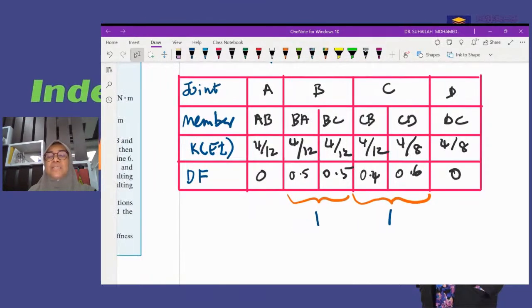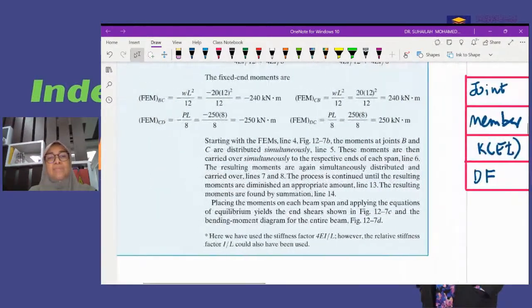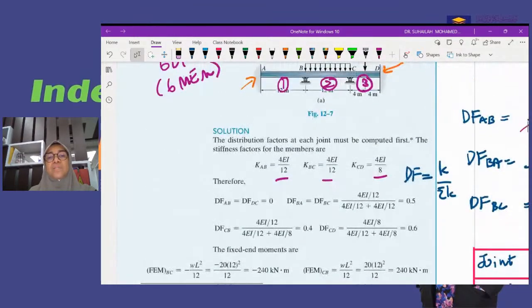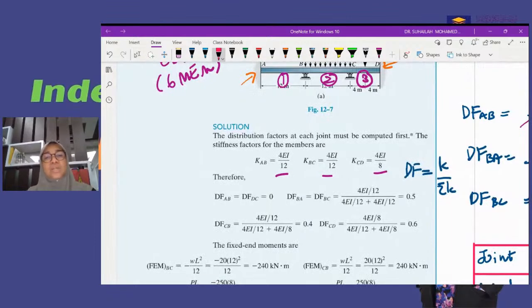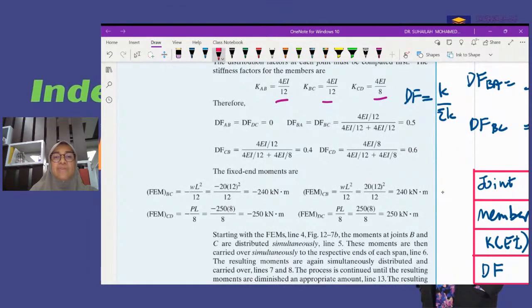So this distribution factor will be used in the table. But before we can analyze the moment distribution in the table, of course, the next procedure is to calculate the fixed end moment. Okay, fixed end moment.